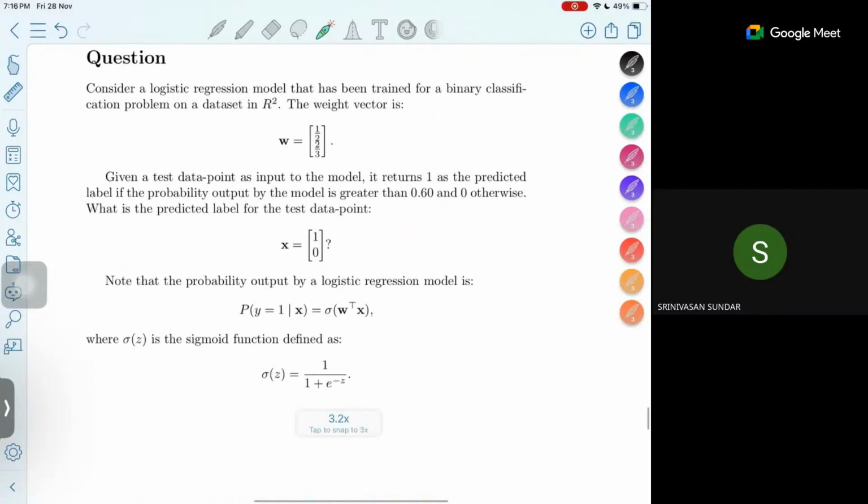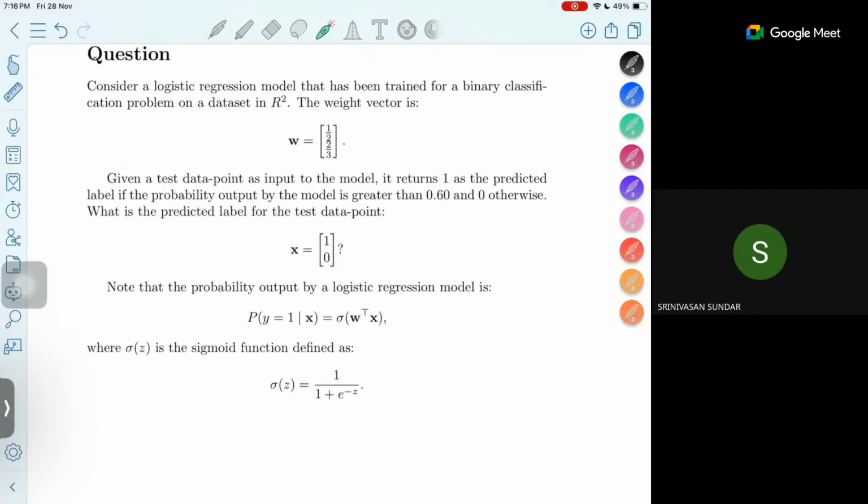Alright, so consider a logistic regression model that has been trained for a binary classification problem on a dataset in R2. And the weight vector is given as (1/2, 2/3), right? So given a test data point as input to the model, it returns 1 as the predicted label if the probability output by the model is greater than 0.60, okay, and 0 otherwise.